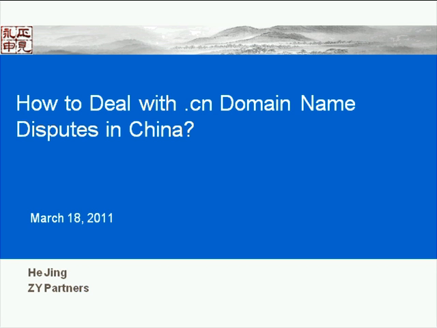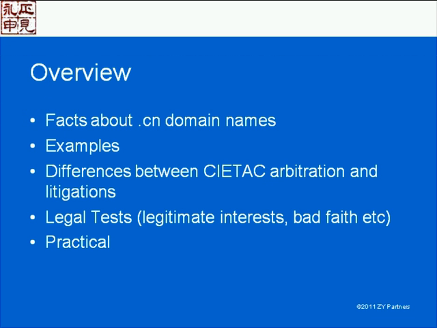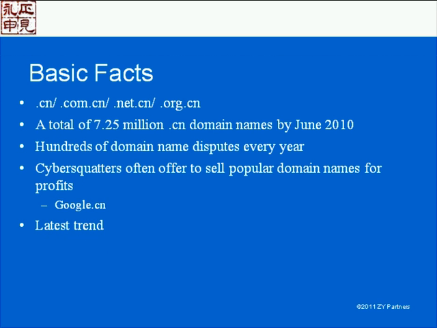Next part, I just want to touch on some very basic information about what's going on the ground. In terms of .cn domain names, you probably already know that there are basically 4 forms of the domain name: the .cn, .com.cn, .net.cn, .org.cn. And normally the .cn ones are probably the more popular ones. A total of, right now in China, there are about 7 million .cn domain names, including all the 4 forms of the domain names. That's the data by the middle of 2010. Right now, every year, there are about hundreds of domain name disputes in relation to Chinese domain names.